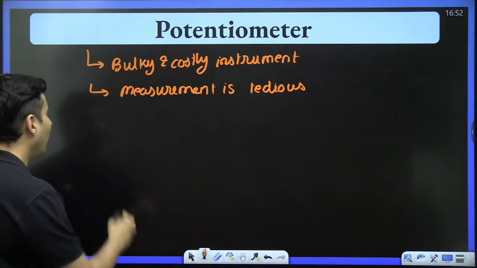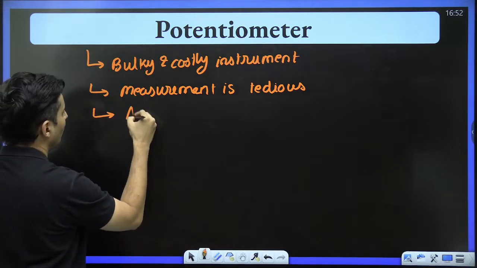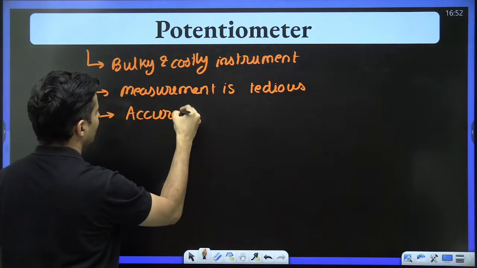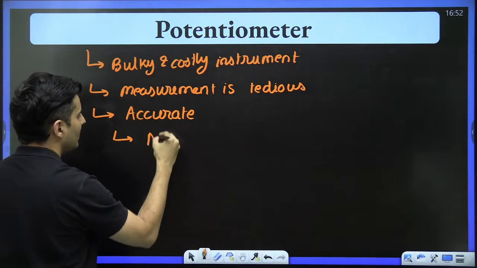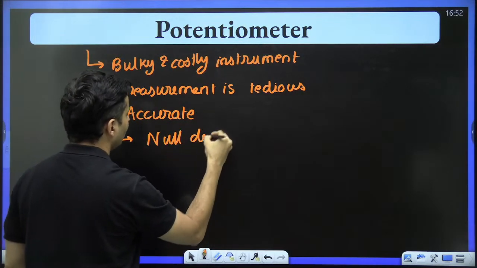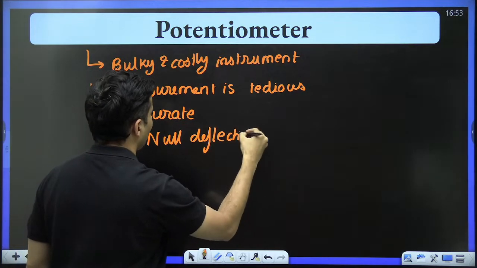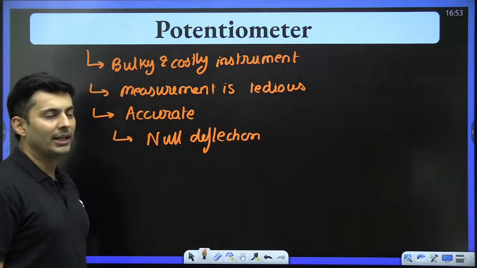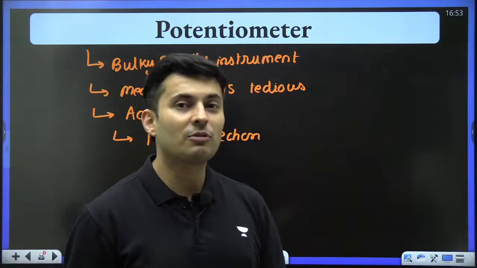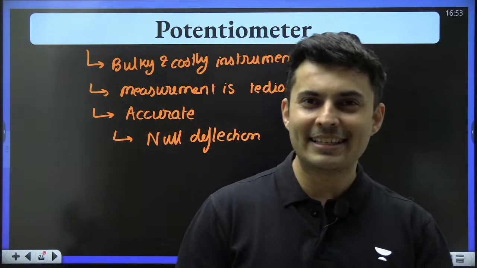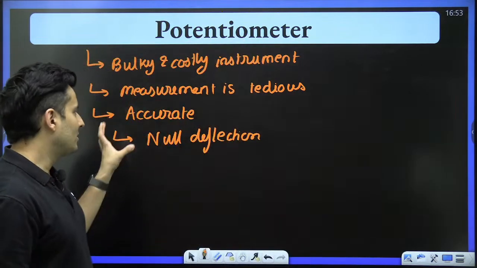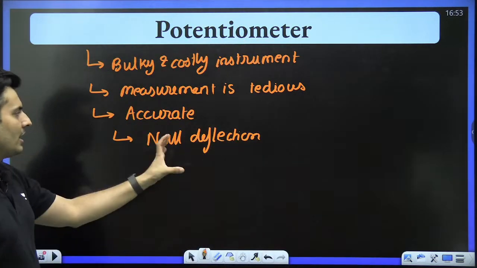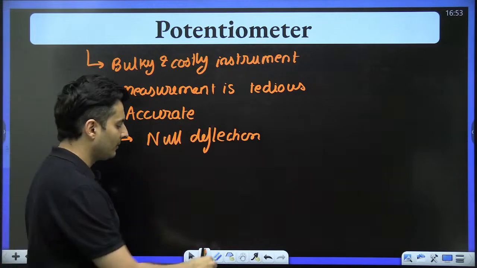All right. But this device is more accurate, as it is based on a method called the null deflection method. So the readings that you get are very, very accurate. So that's why we use this. If there are only disadvantages, obviously we would not be using or studying this procedure. So it's a very, very accurate device, and it uses null deflection method.